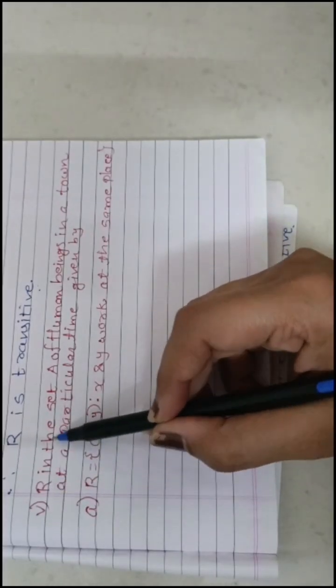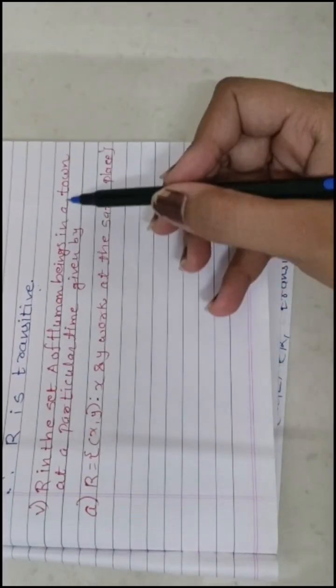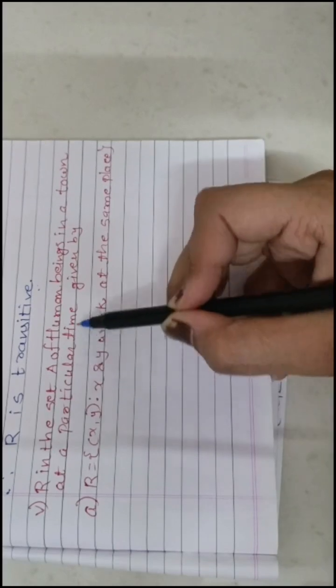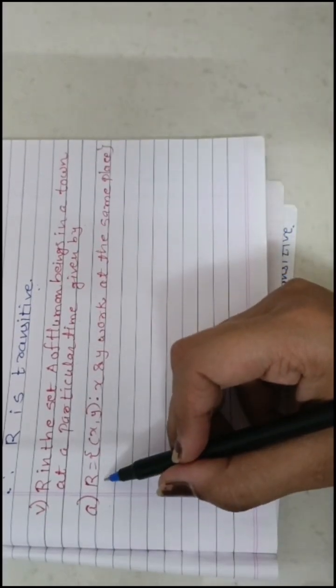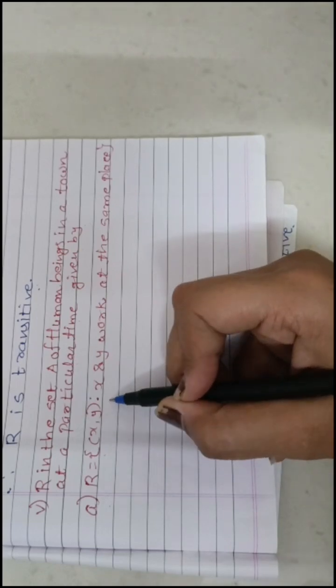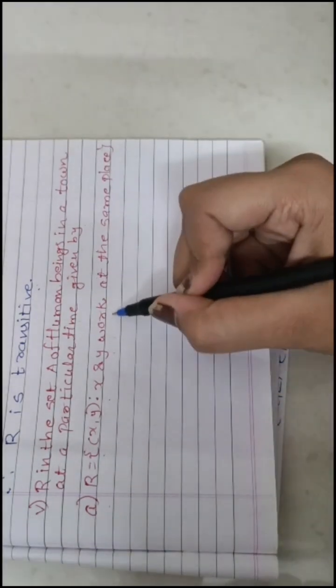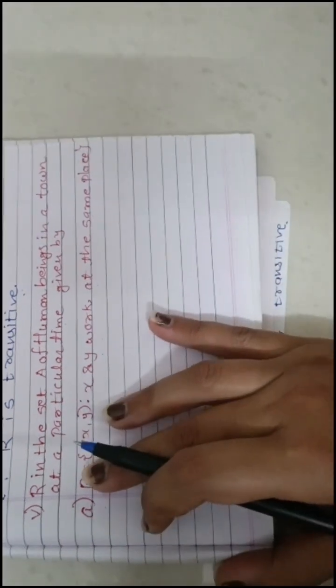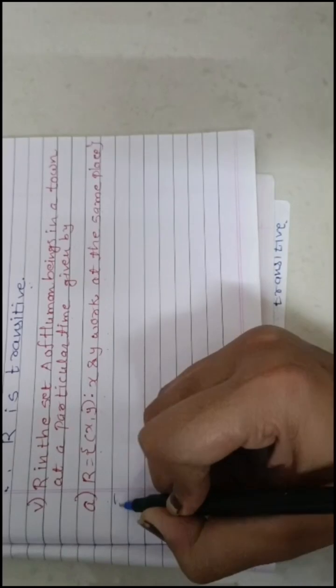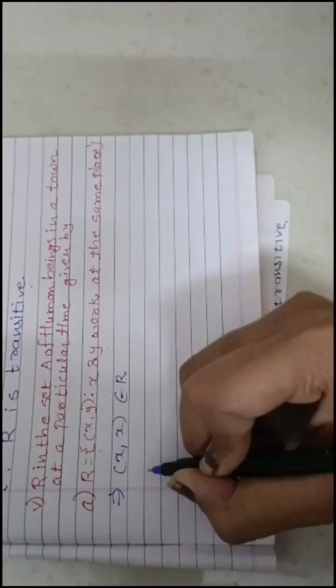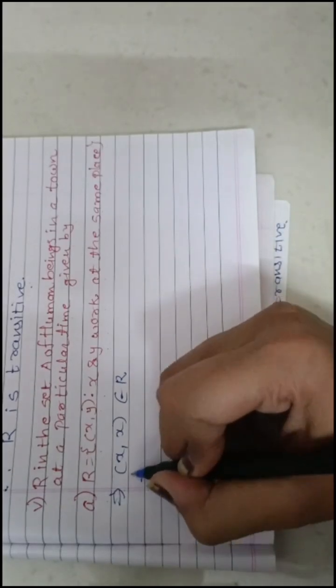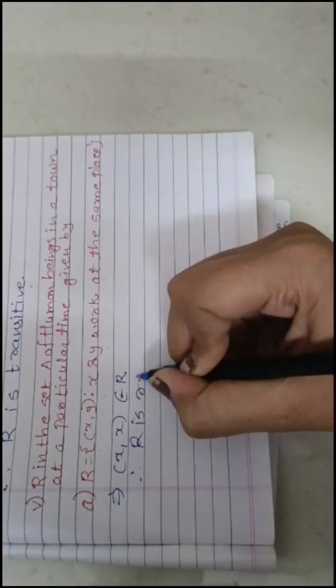The question is: in the set A of human beings in a town at a particular time, given by the first case, R equals (x, y), x and y work at the same place. Here we have to check whether it is symmetric, transitive and reflexive. First of all, (x, x) belongs to R, therefore R is reflexive.